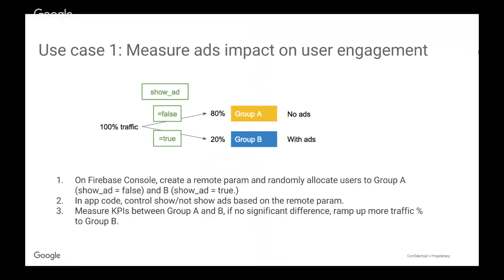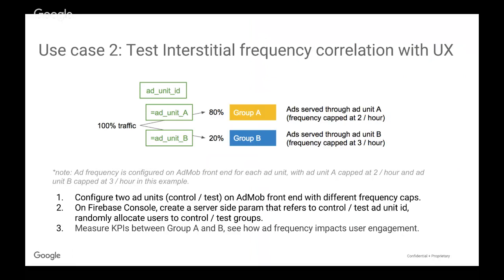And then let's go to the second use case. So the next one is what I really want to introduce to you today: test interstitial frequency correlation with UX. I've met just a lot of partners who really care about their users, which I believe all developers are, who are conservative and really fear what will happen to the user experience if I ramp up my interstitial frequency. So the workflow is exactly the same.